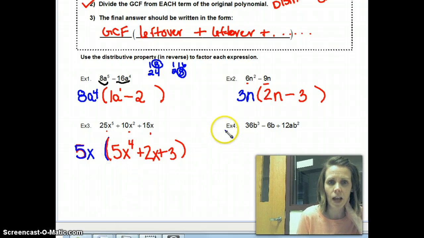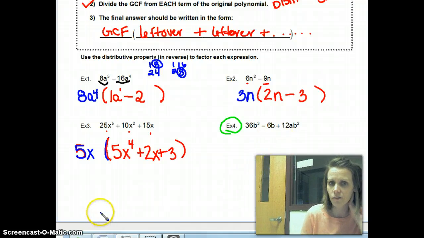Alright, so go ahead and try example number 4 completely on your own. Remember to find that GCF and then look for what's left over. Check your answer when you are finished.